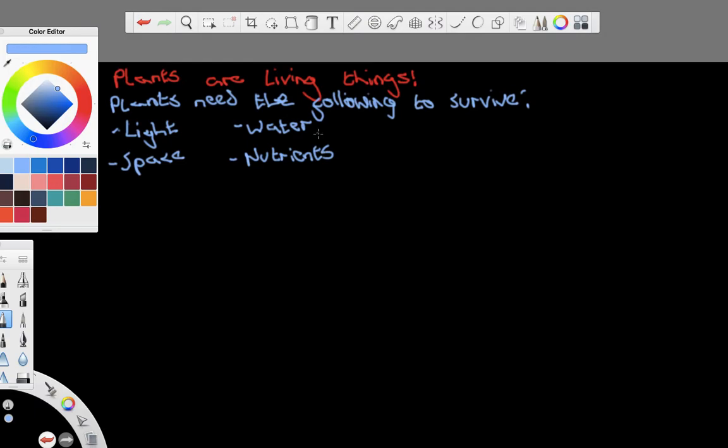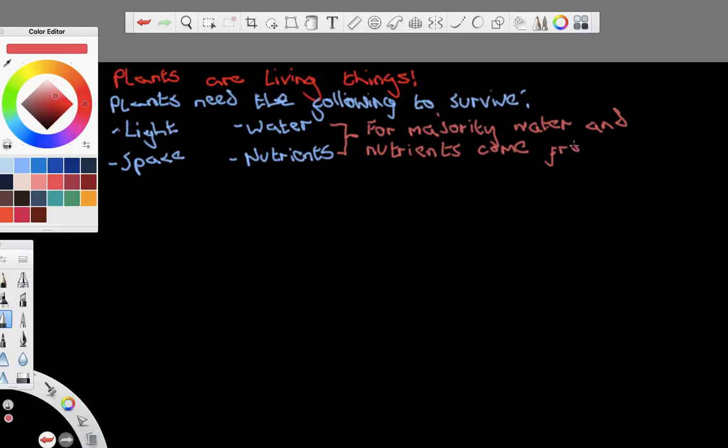Now, for the majority of plants, water and nutrients come from the soil. Now I say for the majority because things like Venus flytraps get their nutrients from catching flies, okay?